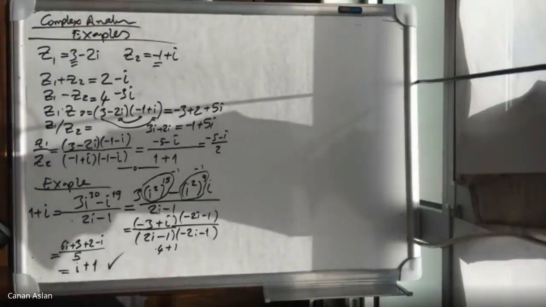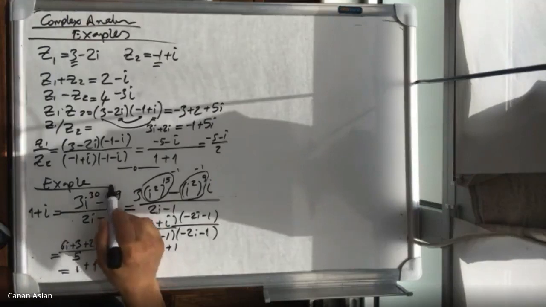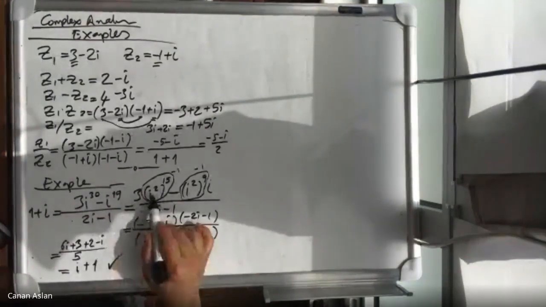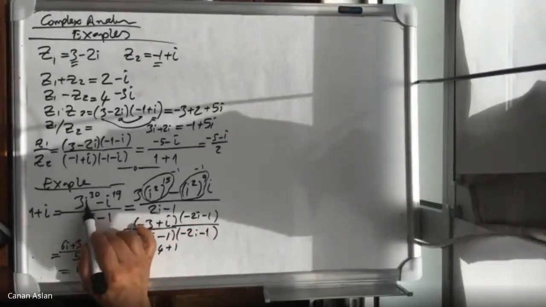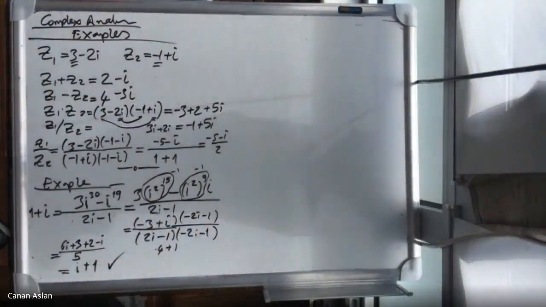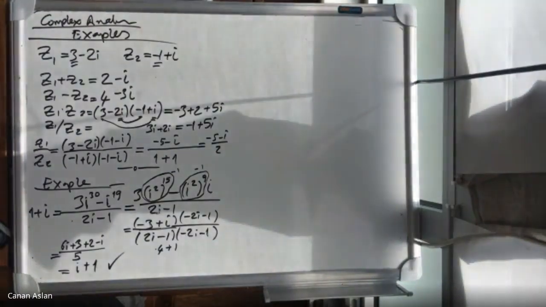So it checks. As you see, this seems to be slightly complicated, but if you just consider i squared, whenever you see the high powers of i, you will use this i squared, which is minus 1. Okay, so this is it. So we solved this problem.